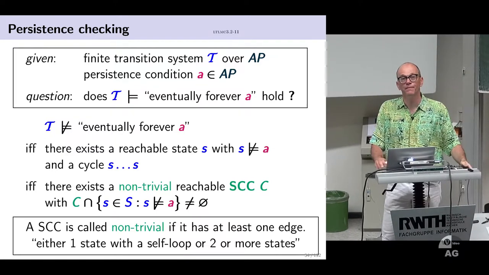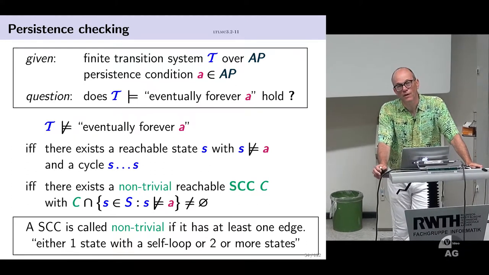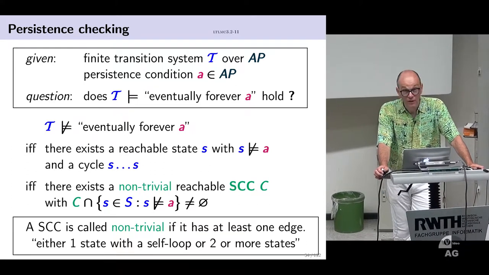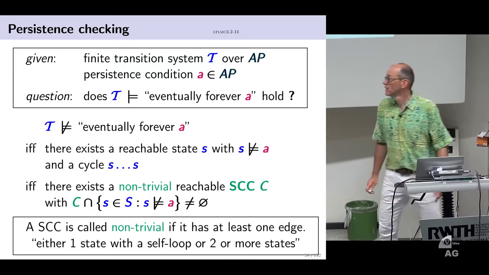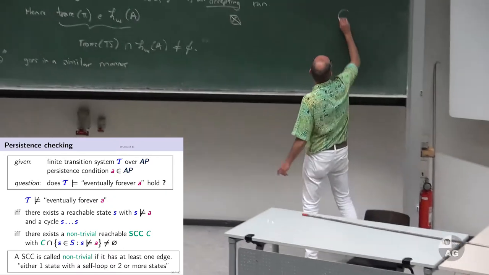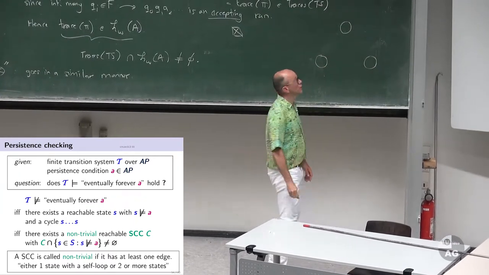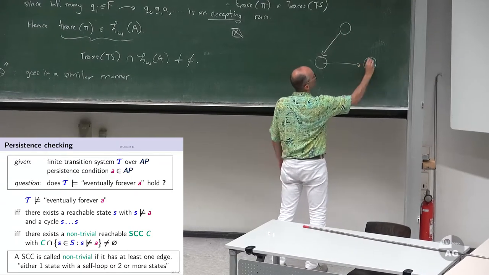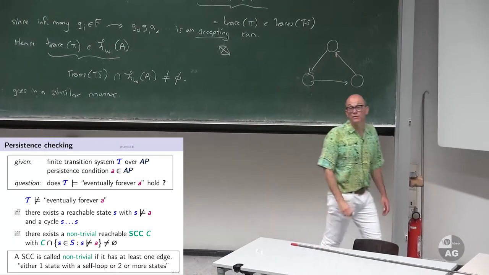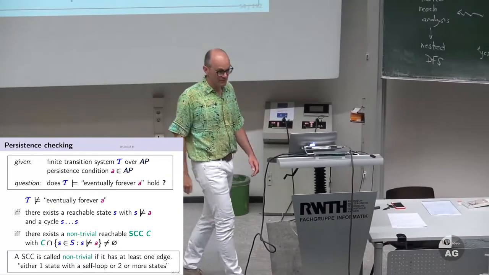Question? A question about strongly connected components. If I have three states and three directed edges, would this also be a strongly connected component? You have three states, okay, and just one cycle, like this? Yeah, this is a strongly connected component, and it's even a non-trivial strongly connected component.